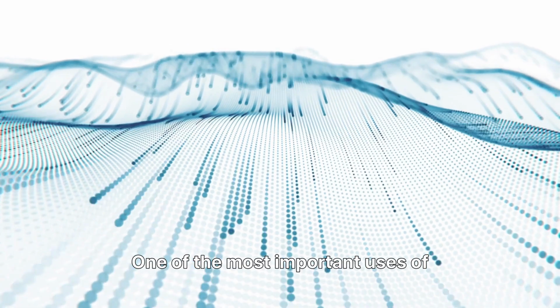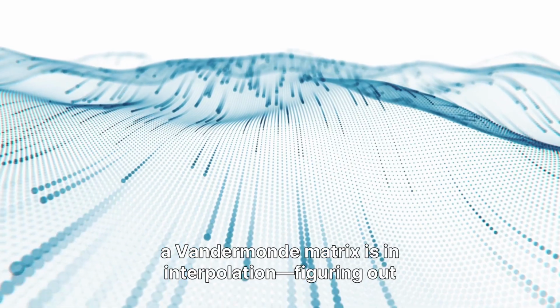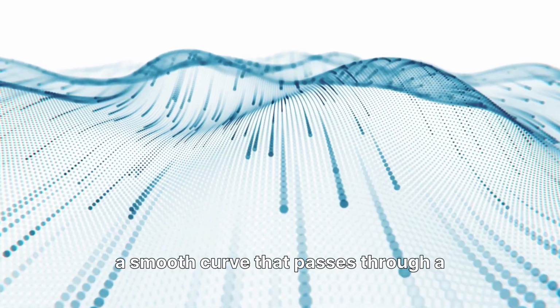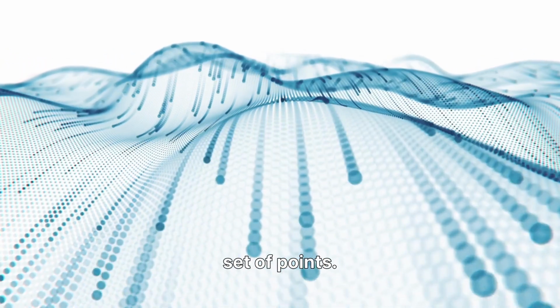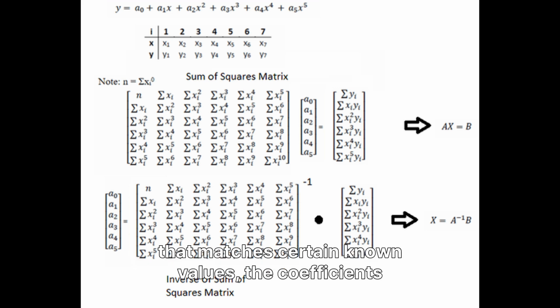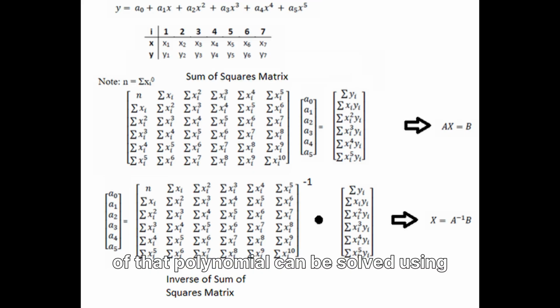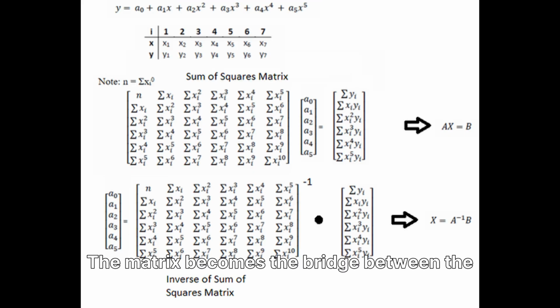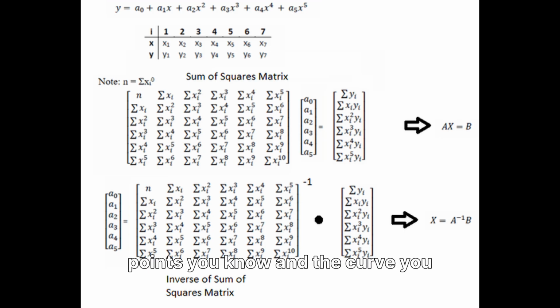One of the most important uses of a Vandermonde matrix is interpolation, figuring out a smooth curve that passes through a set of points. When you want to build a polynomial that matches certain known values, the coefficients of that polynomial can be solved using a Vandermonde matrix. The matrix becomes the bridge between the points you know and the curve you want.